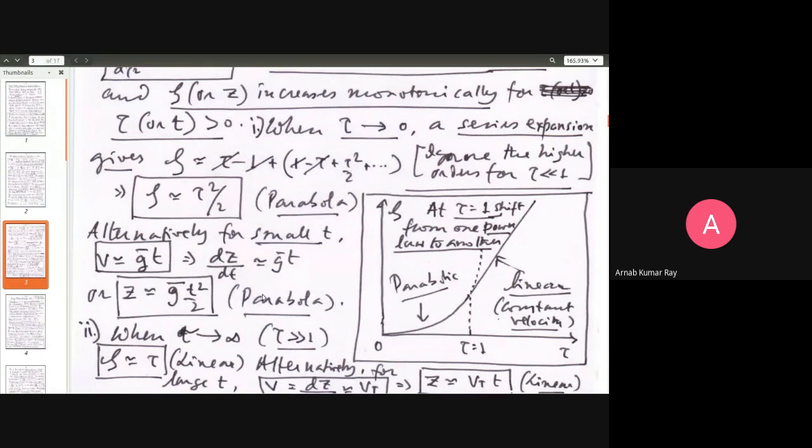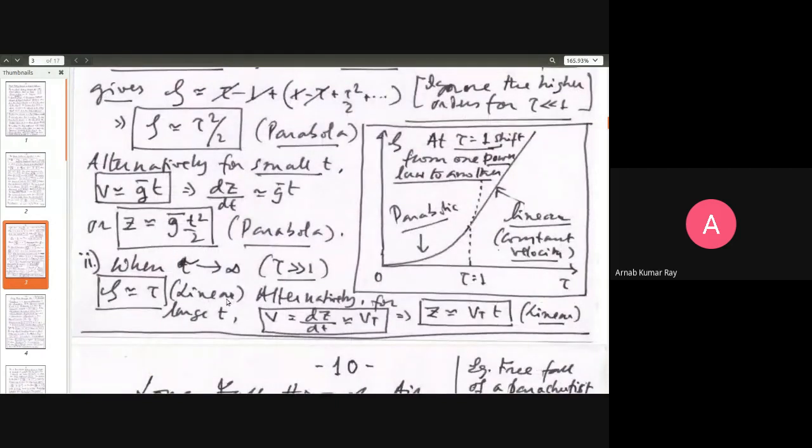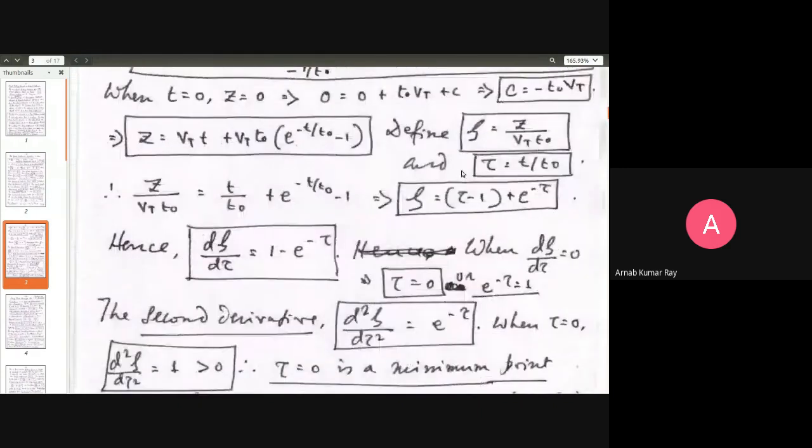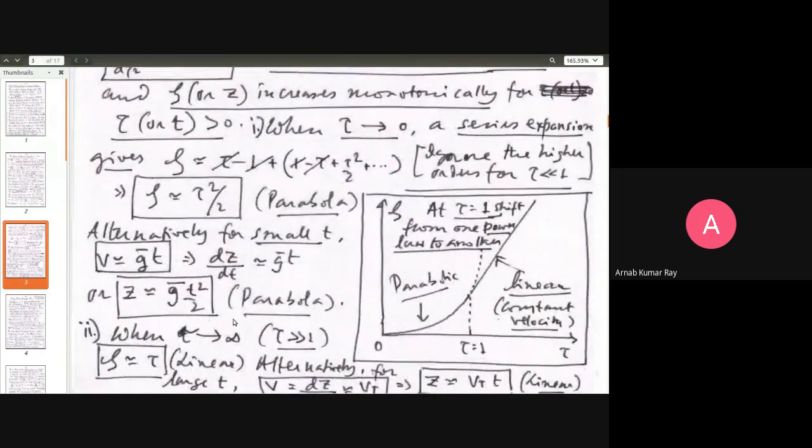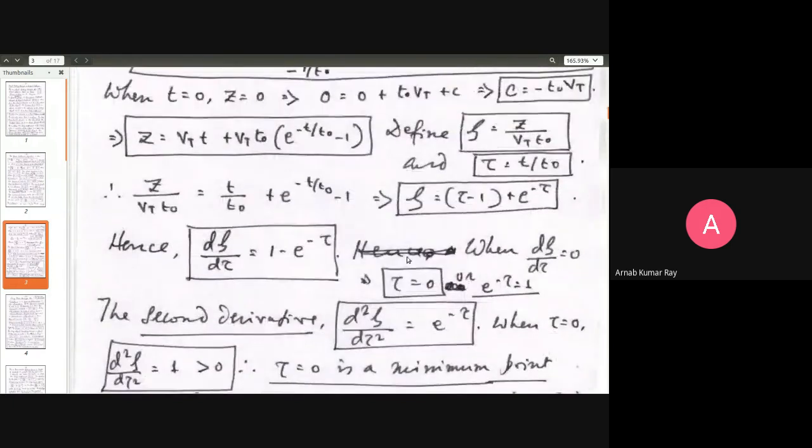But then what will happen when time is long? Let us go back to our equation over here. When t goes to a very large value, large as in much greater than 1, 1 is the scale here, meaning t naught is the scale.